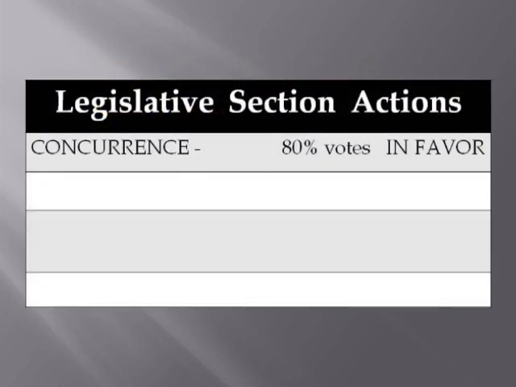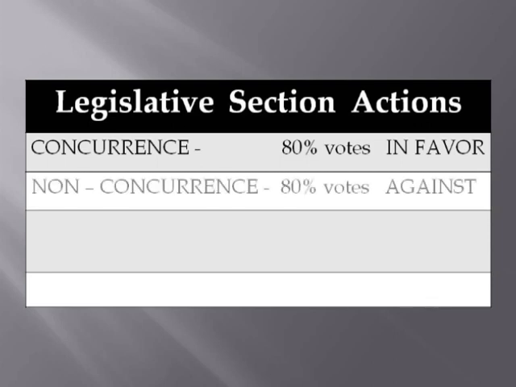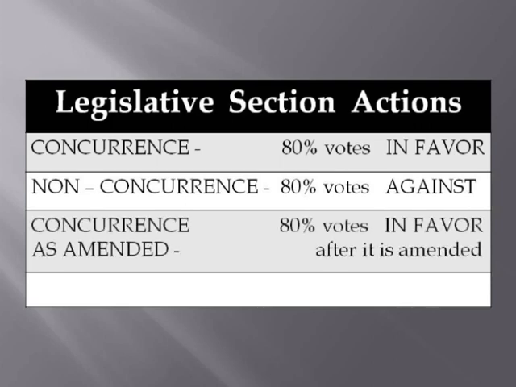Concurrence is a vote in agreement with the action item. It requires an 80% majority. That action item is placed on the consent calendar. Non-concurrence is a vote against the action item. This requires an 80% majority, and the action item is placed on the consent calendar for non-concurrence. Concurrence with amendment requires an 80% majority as amended, and that action item is sent to the floor of the conference for discussion and vote.